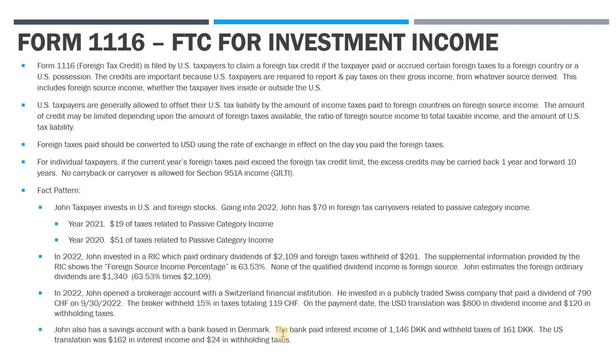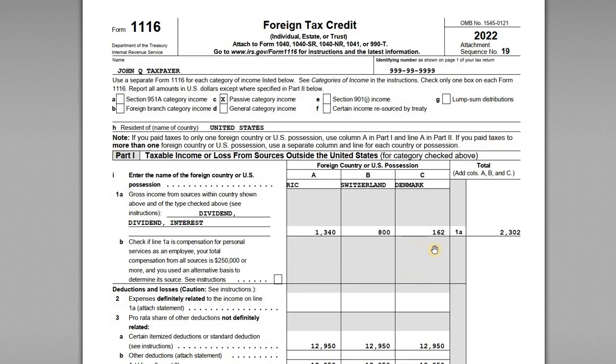Now for the Denmark savings account. So John also had a savings account with a bank in Denmark. Now the bank paid him interest income during the year, 1,146 Danish krone, and withheld taxes of 161 Danish krone. So the U.S. translation, when the interest was paid and the taxes were withheld, works out to be $162 in interest income and 24 US dollars in withholding taxes. So John has reported the 162 US dollars in interest income from a Denmark-based financial institution.